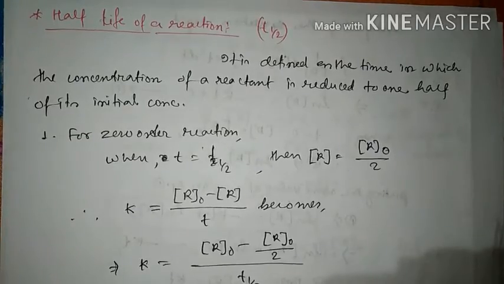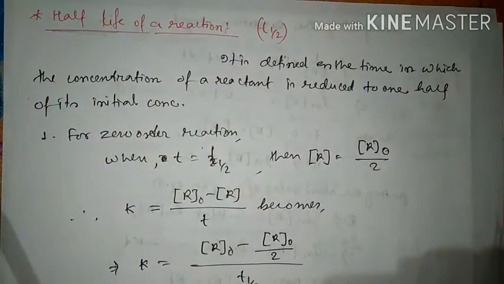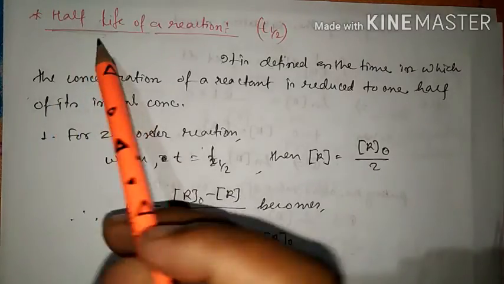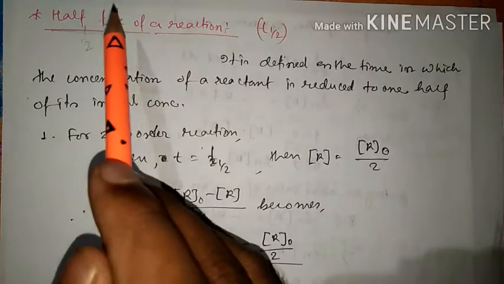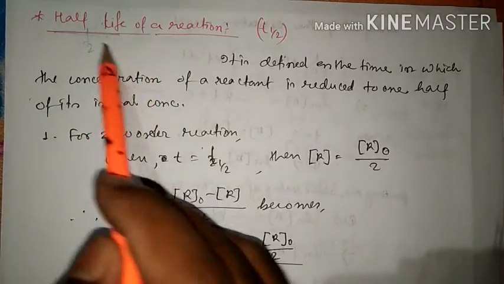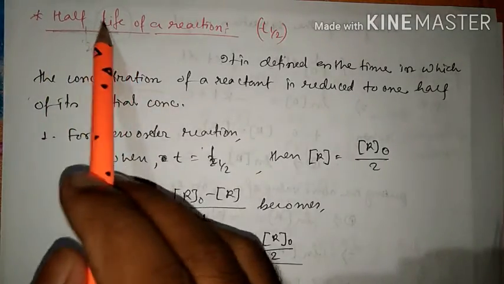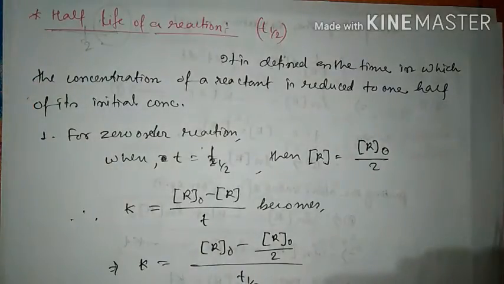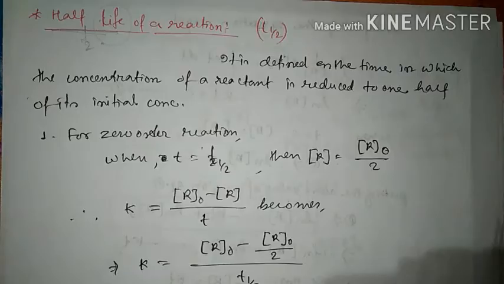Hello everyone. In today's class we will discuss the half-life of a chemical reaction. Now, what is the meaning of the term half-life? Half means half, one by two. Life means the completion of the reaction. So the half-life defines the time required to complete half of a chemical reaction, simply.